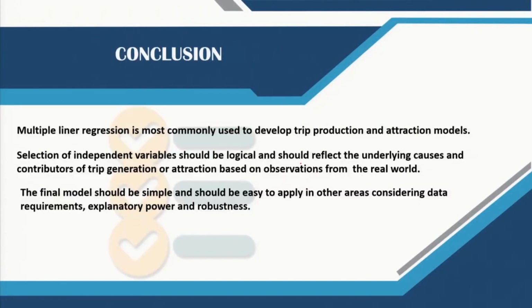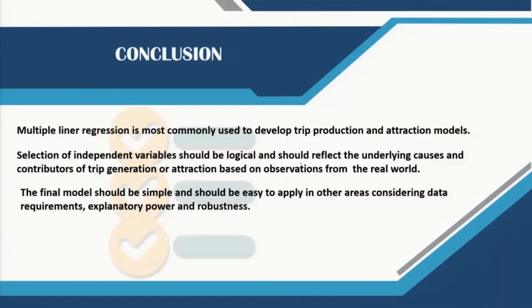To conclude, multiple linear regression is most commonly used to develop trip production and attraction models. Selection of independent variables should be logical and should reflect the underlying causes and contributors of trip generation or attraction based on observations from the real world. The final model should be simple and should be easy to apply in other areas, considering data requirements, explanatory power and robustness.